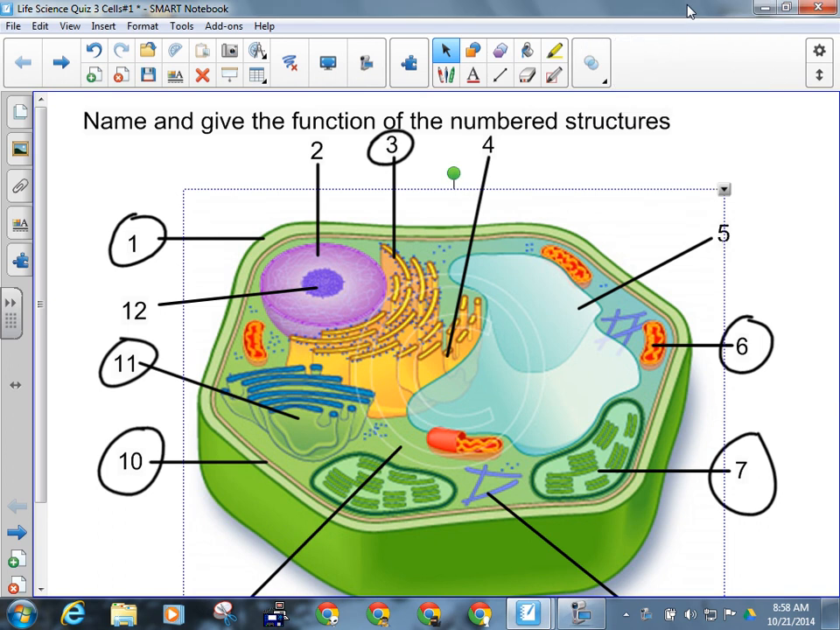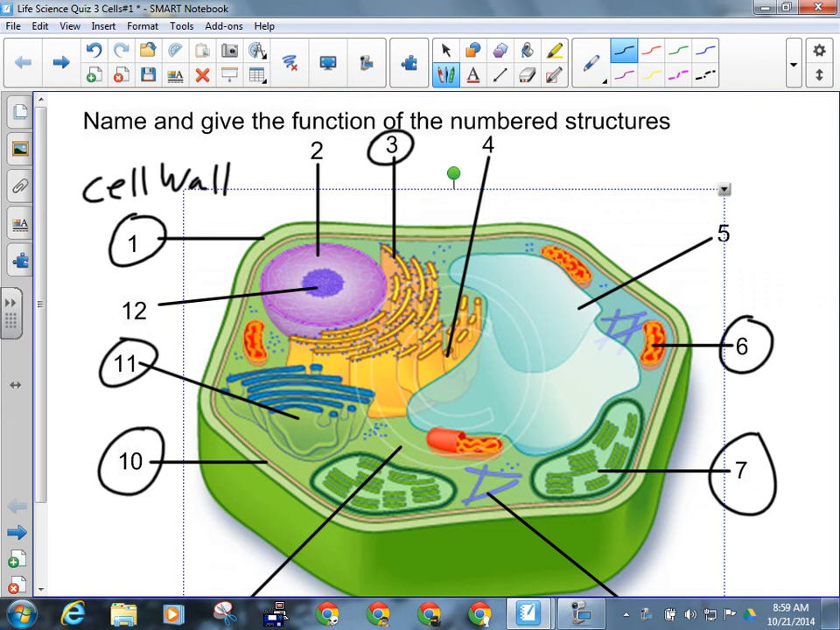All right, so let's quickly go over these. Structure number one is the cell wall, and its purpose is to support the shape of the cell. So if they have something about support, or keeping shape, something like that, they can have a mark for the function and a mark for the name, cell wall. So one mark for cell wall, one mark for keeps the shape of the cell.